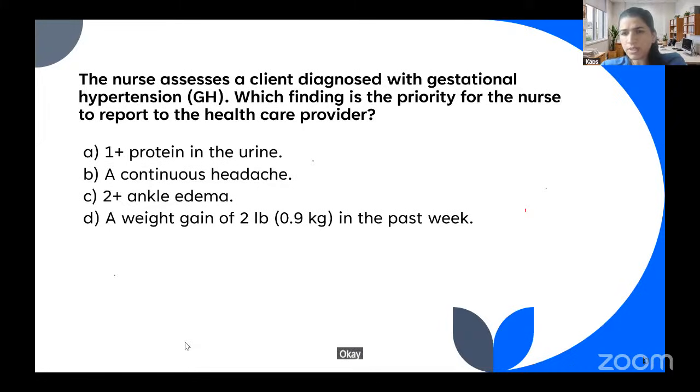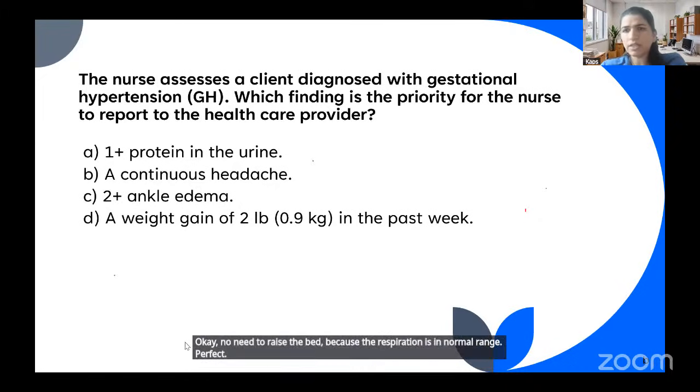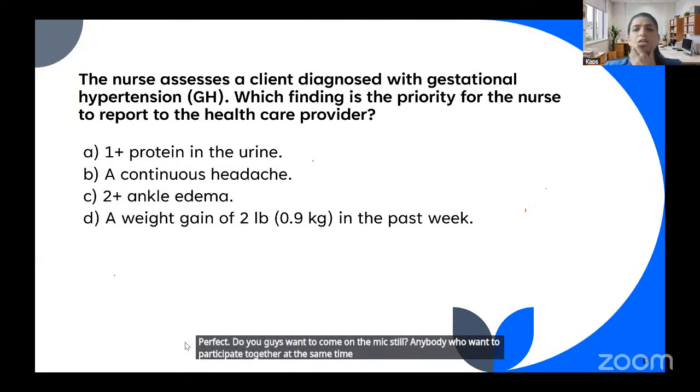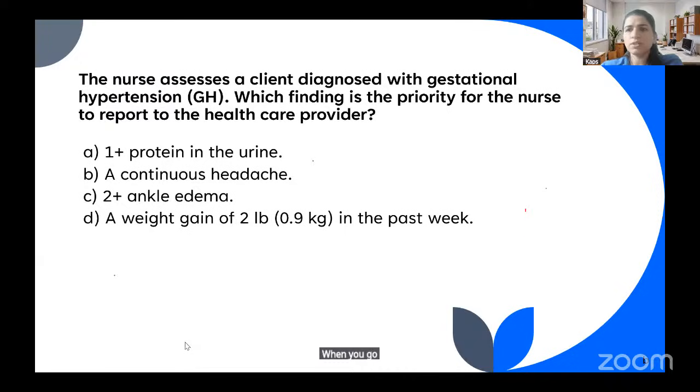Okay, no need to raise the bed because the respiration is in normal range. Perfect, perfect. Do you guys want to come on the mic still? Anybody who wants to participate together at the same time with me? If yes, just let me know who wants to. I'll give you guys unmute mic at the same time when you go to the next question with me now.